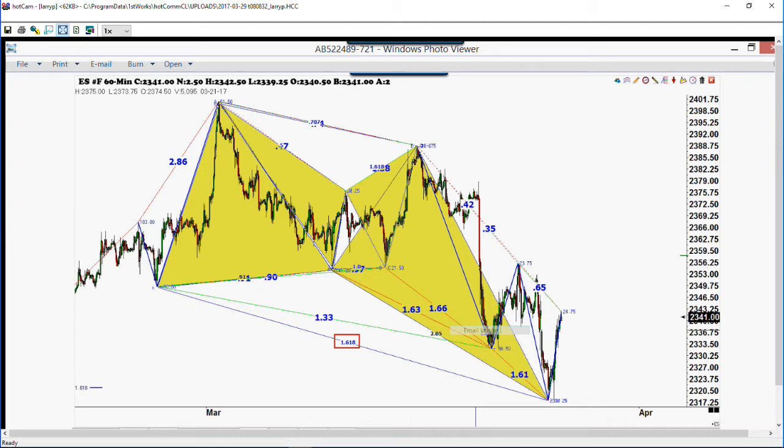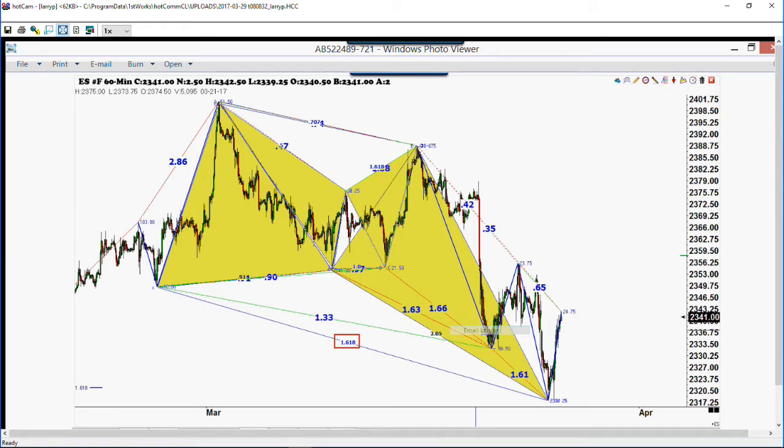I think it was right after the speech. No, it was right after the election. I think it was a 382 off the election. Anyway, it was a big ABCD there also. But you'll notice that the rally should take us to 2359. That's a 61% retracement of the high that we had in the middle of March. So watch that one very closely.